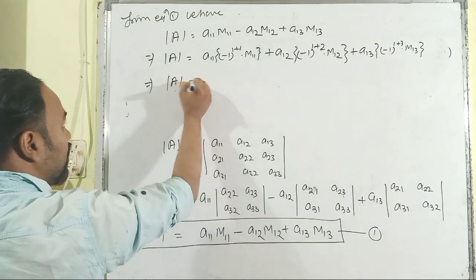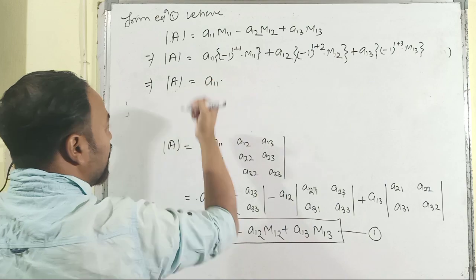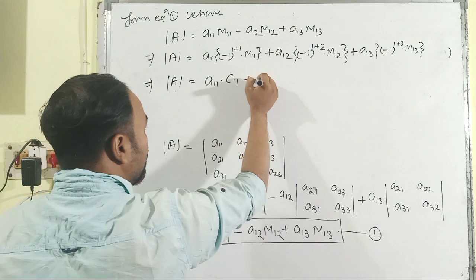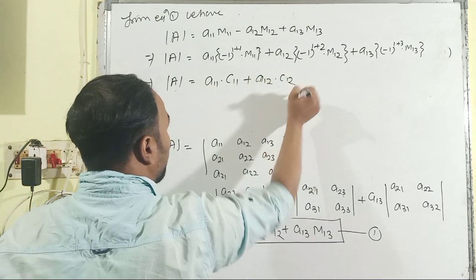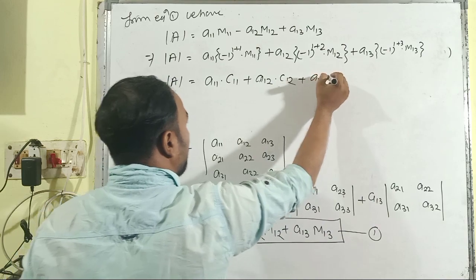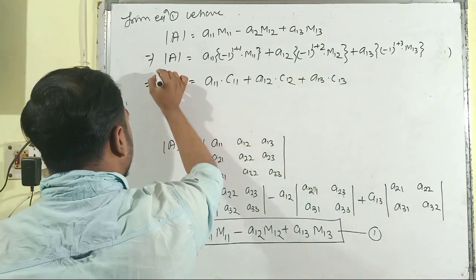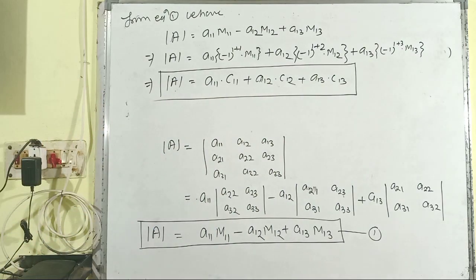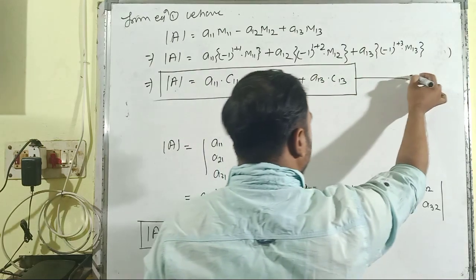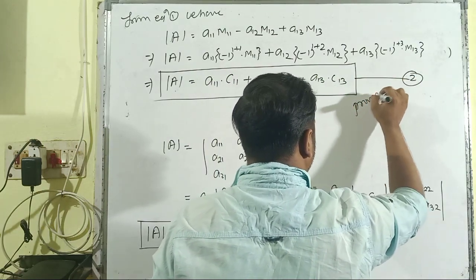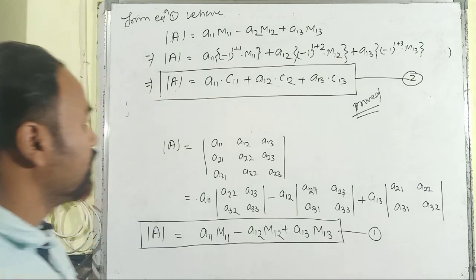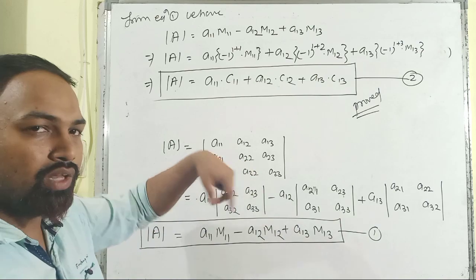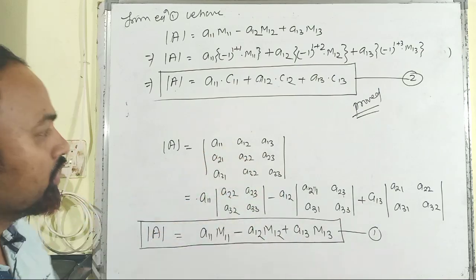So here determinant of A is equal to A11 multiplied with the cofactor of A11, that means C11, then A12 multiplied with C12, then A13 multiplied with C13, and here it is the required formulation for property 1 of the topic determinant, and it is proved. Similarly, we can also write determinant of A as A21 multiplied with C21, A22 multiplied with C22 plus A23 multiplied with C23.